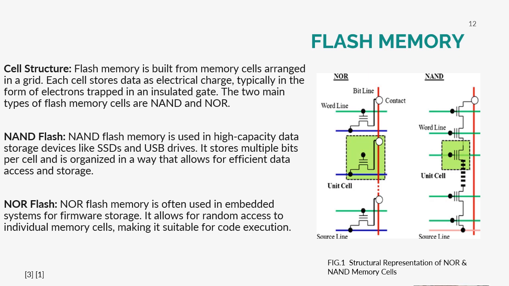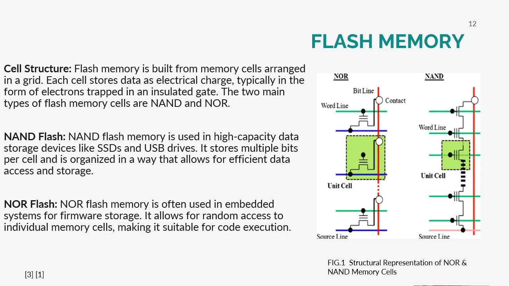Moving to the cell structure, flash memory is built from memory cells arranged in a grid. Each cell stores data as electrical charge, typically in the form of electrons in an insulated gate. The two main types of flash memory cells are NAND and NOR. NAND flash and NOR flash can be compared, as it is possible to distinguish between them.